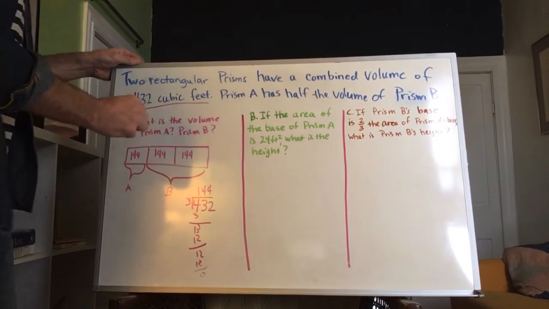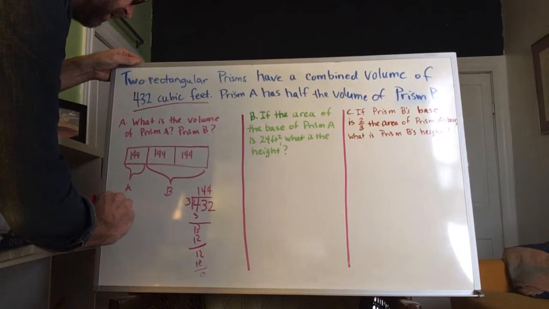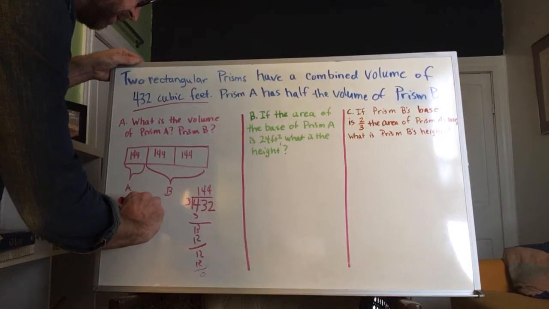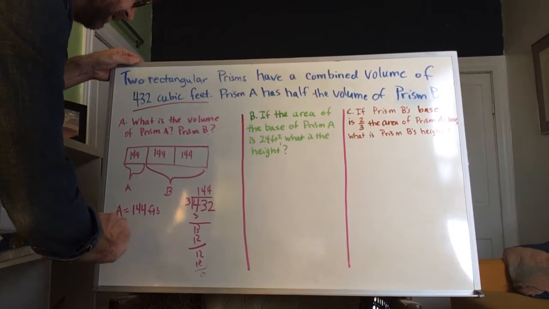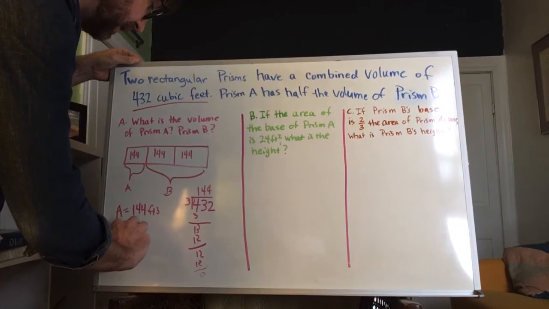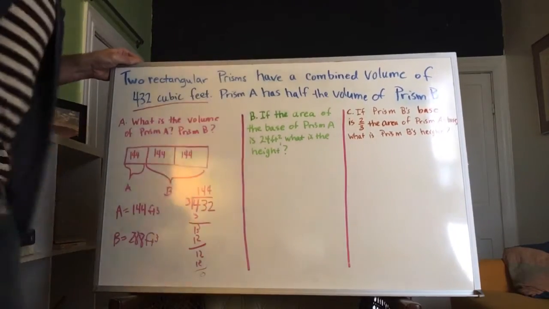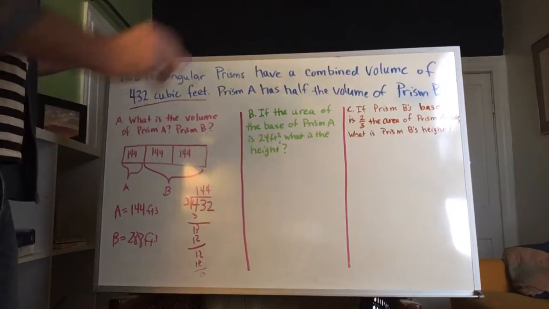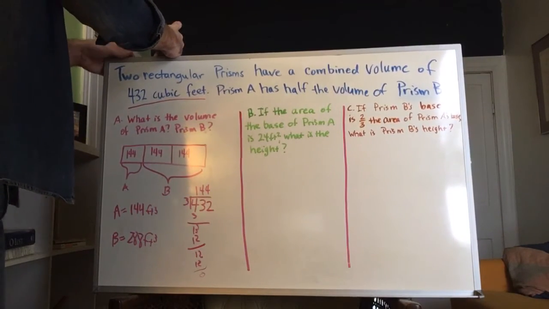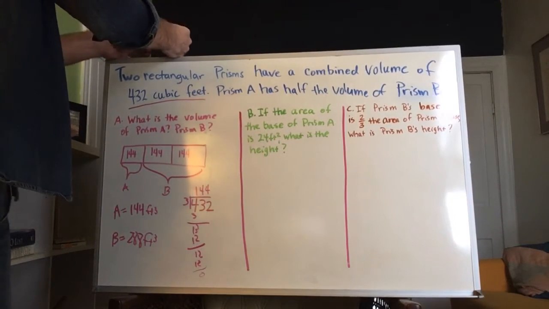Because it says, what is the volume of prism A? Well, it's one of these. So A is 144 cubic feet, and B is 2 of these, so B is 288 cubic feet. So that's part A. So now part B, we move into that. And like I said, this is one of those where you have to carry information from each part in order to solve the next part.